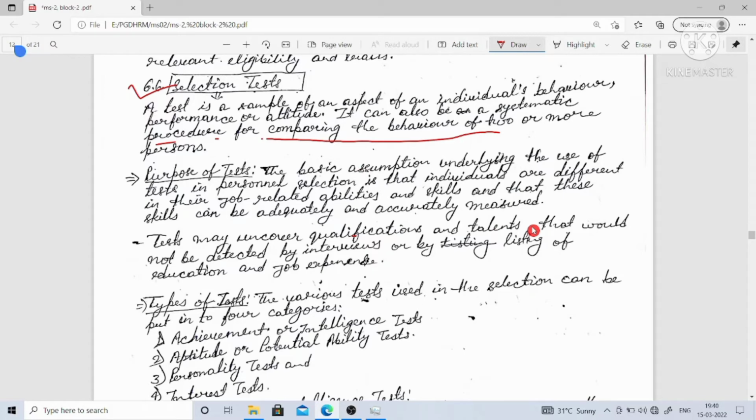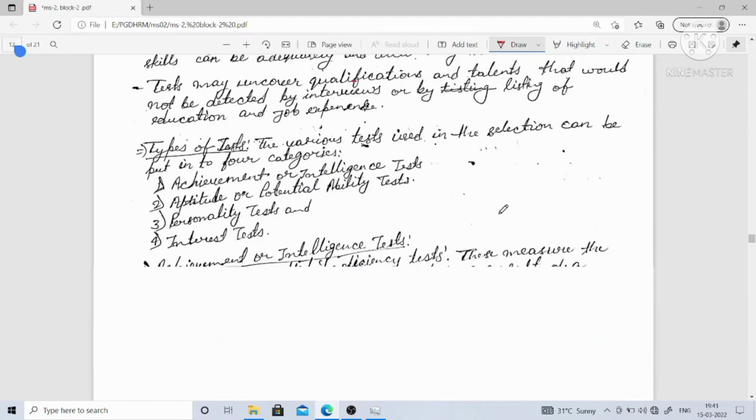So this method means the tests can be used to uncover those qualifications and talents present in the people. So here you can see the types of tests given. The various tests used in the selection can be put into 4 categories. So 4 categories of tests are used for selection.